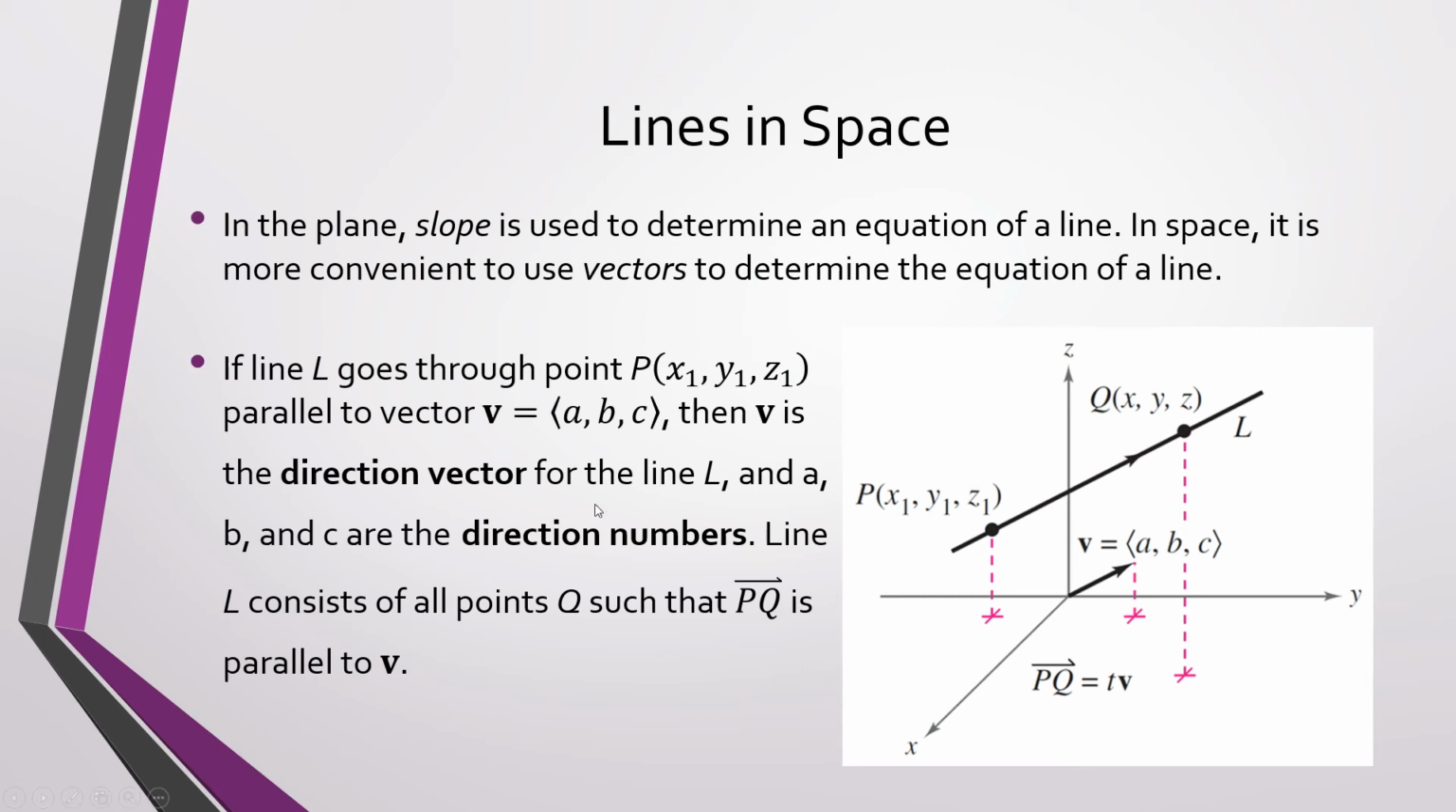So if you have a line L that goes through a point P with coordinates x1, y1, z1, that is parallel to vector V with components of A, B, and C, then vector V is the direction vector for the line, and A, B, and C are the direction numbers. And line L will consist of all the points Q such that the vector from P to Q is parallel to vector V.